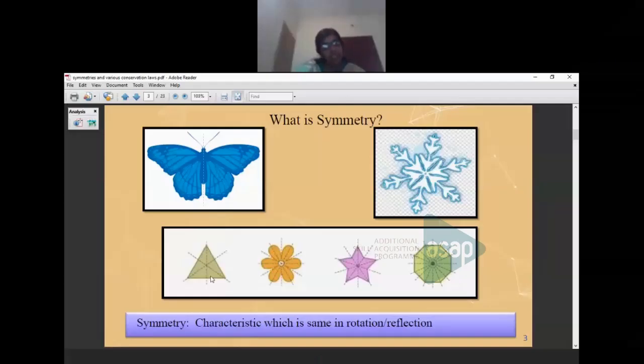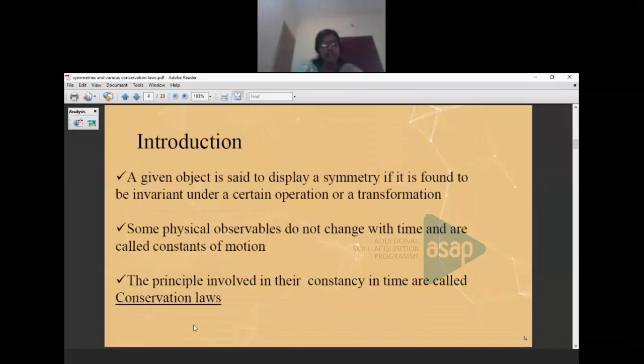Unchanged. And these rotations, they form a group. And again, there the symmetry is coming. So now, symmetry we will just broadly define as a characteristic which is the same or unchanged in any rotation or reflection. Now let us introduce symmetry.